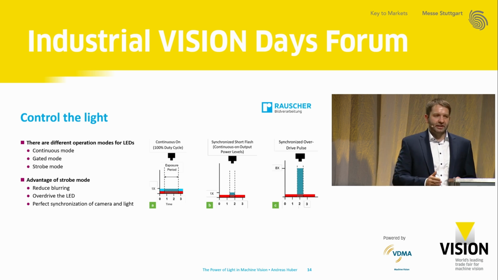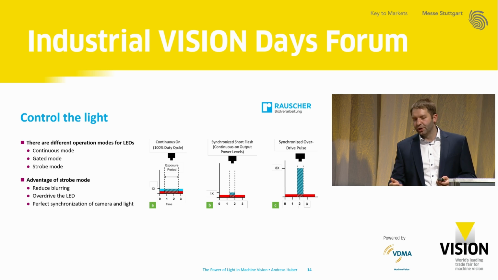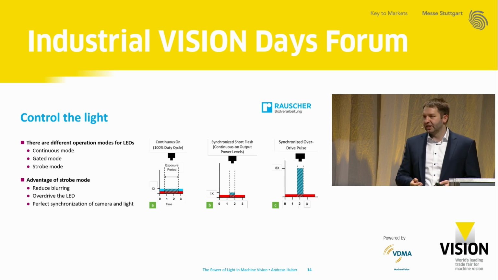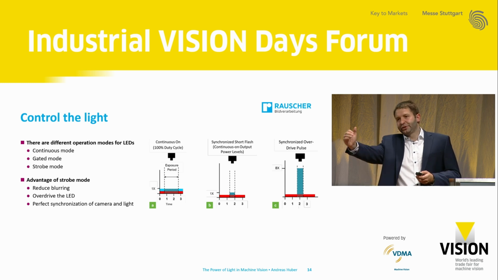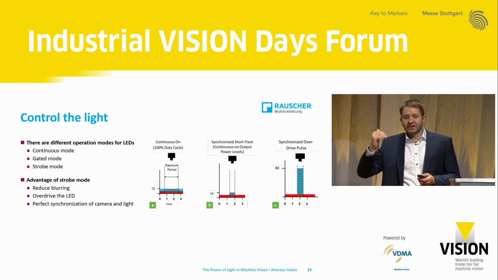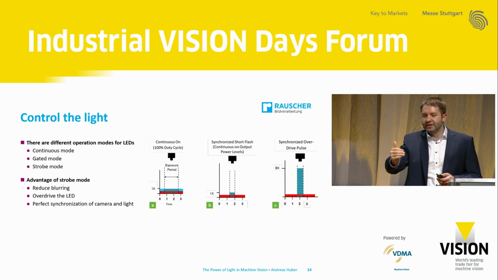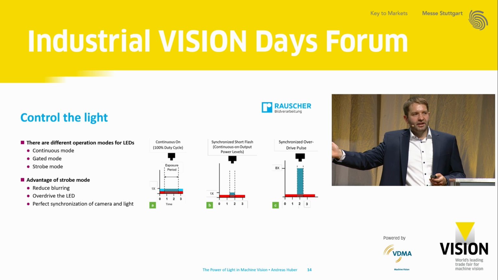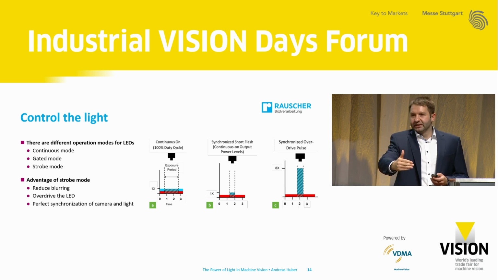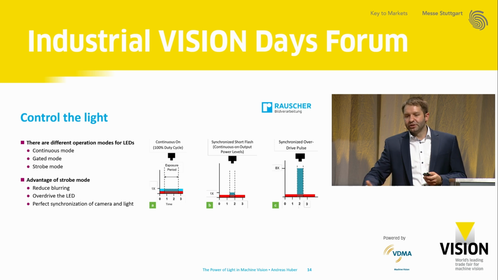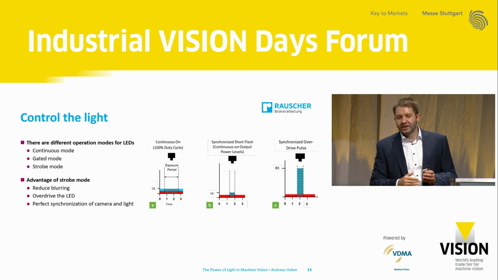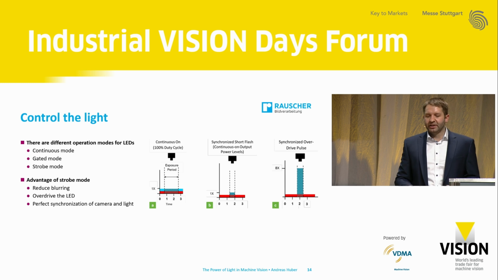But the very interesting thing is you can also use your LED in strobe mode, which means the camera and LED are triggered by a controller, or maybe the camera is triggering the light. And then for a very short time, the exposure time is on, but you overdrive your LED. You can see here on the right side, your LED is 8 times brighter than in standard mode, which means the exposure time is reduced, and you can reduce the blurring, you can overdrive the LED, and you can perfectly synchronize your camera and light.